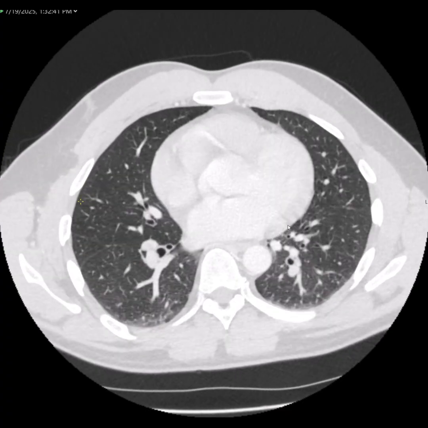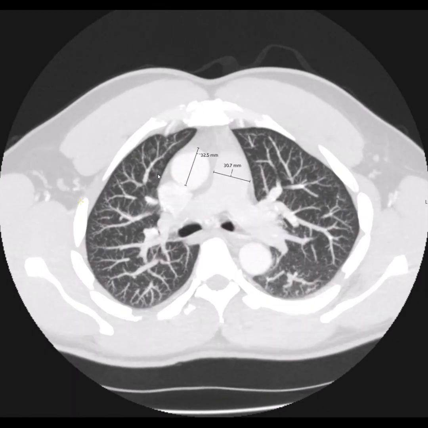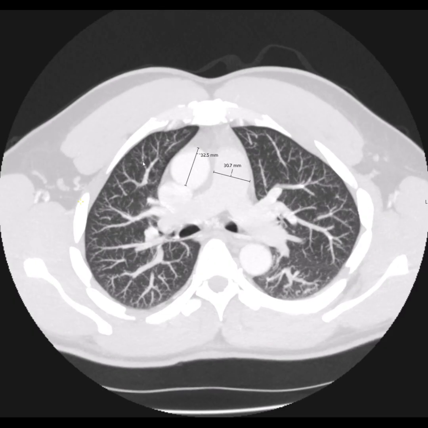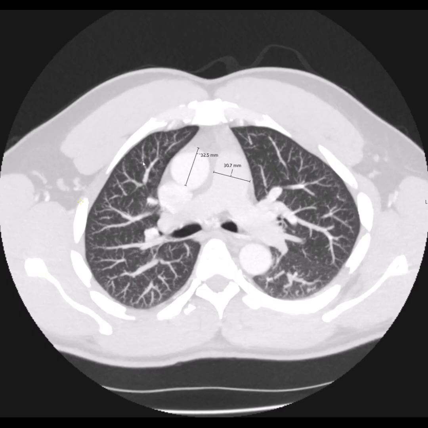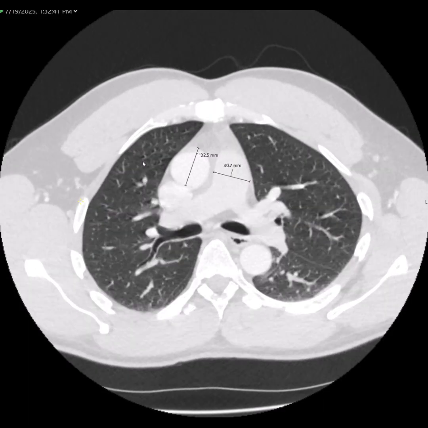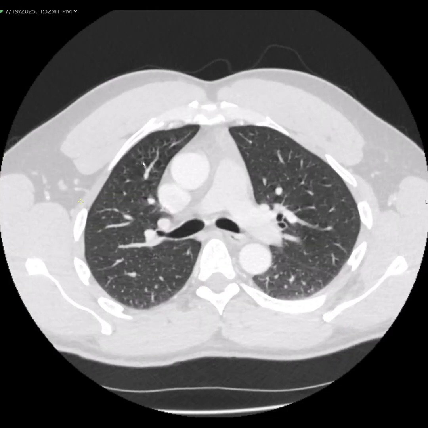Next, you want to switch over to the MIP window. This is a stack of multiple consecutive images that helps you visualize some smaller things. You want to scroll through for anything that seems like it's coming in and out and not following the vascular tree. If you think you may see a nodule, you want to go back to the regular window. Here, I thought I may have seen something, but I went back to the regular window and I didn't see any nodule.